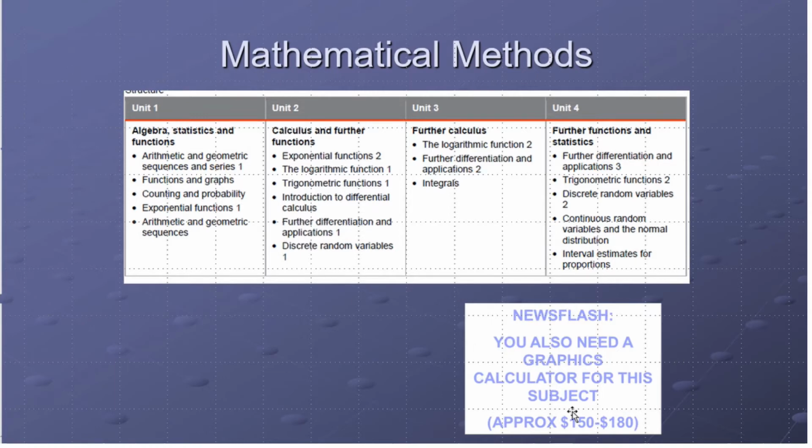The big thing also is that you will need a graphics calculator. They are about $180, the ones that the school wishes you to have. You'll get more information at the end of the year about how to purchase one cheaply through our school.